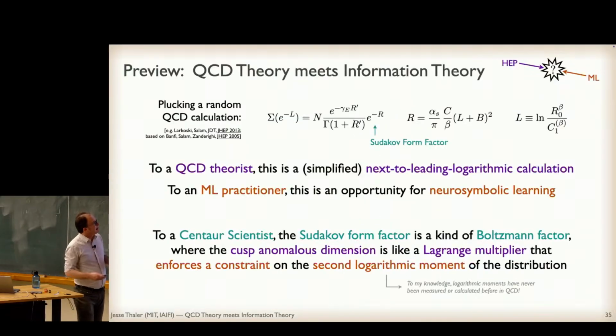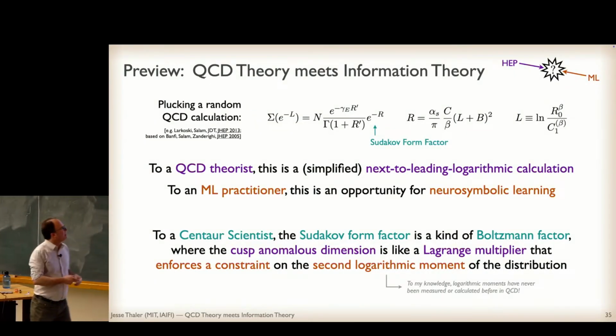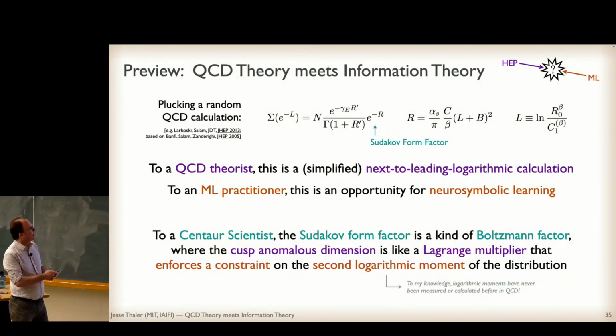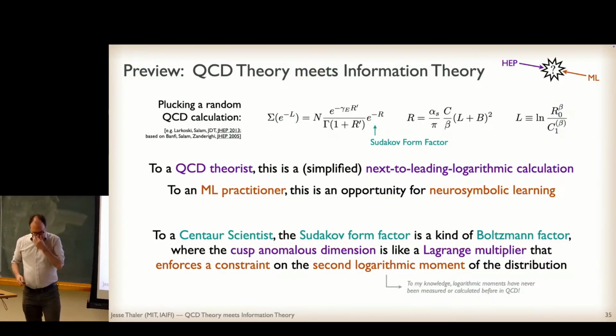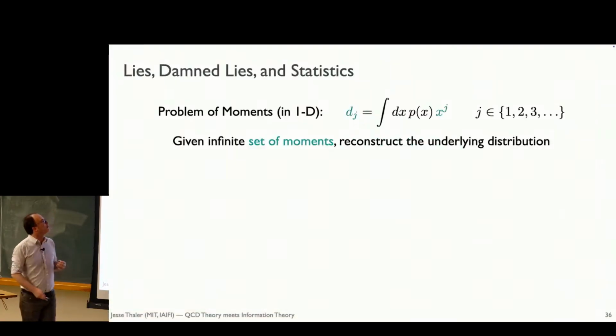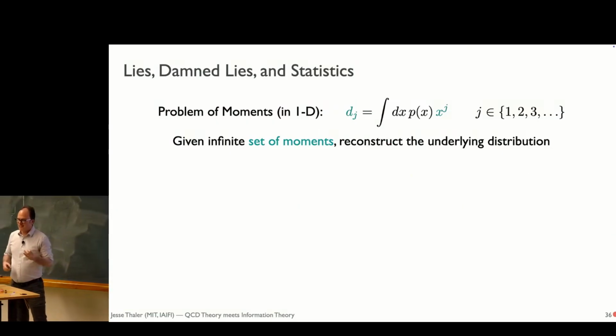And just come back to this slide here, where I said that there's this kind of analogy between a QCD calculation and this particular kind of Boltzmann structure. And let me unpack this a little bit more. Okay. So there's an apocryphal quote about lies, damn lies, and statistics. So let's talk about this from a statistics perspective.